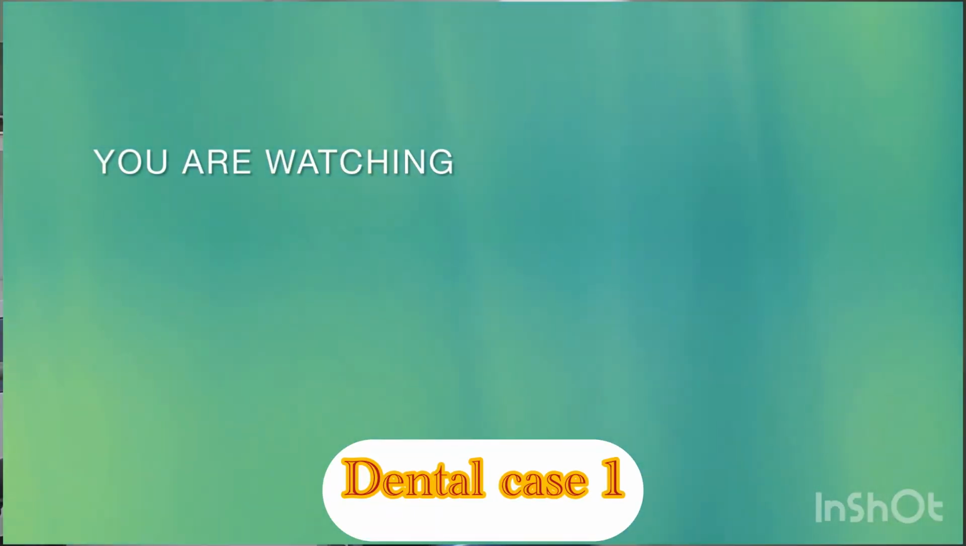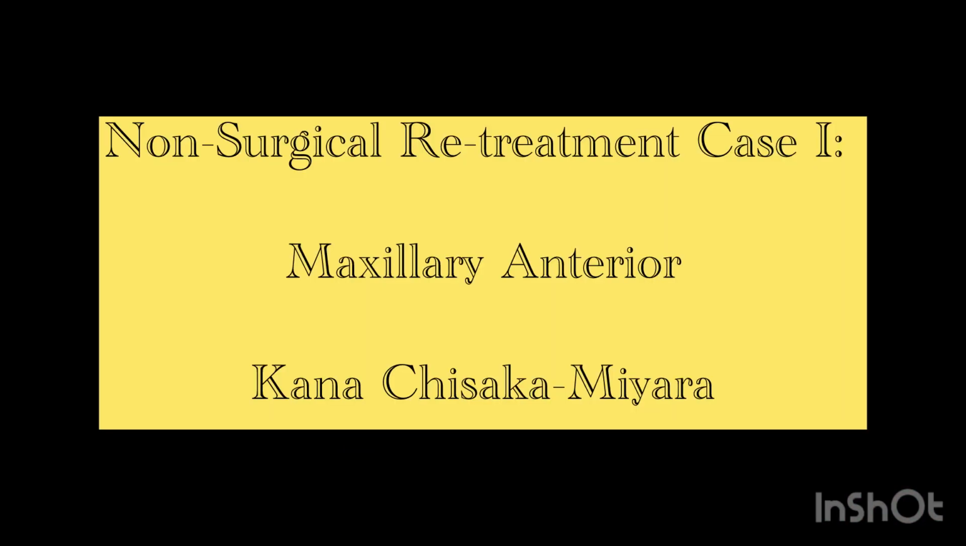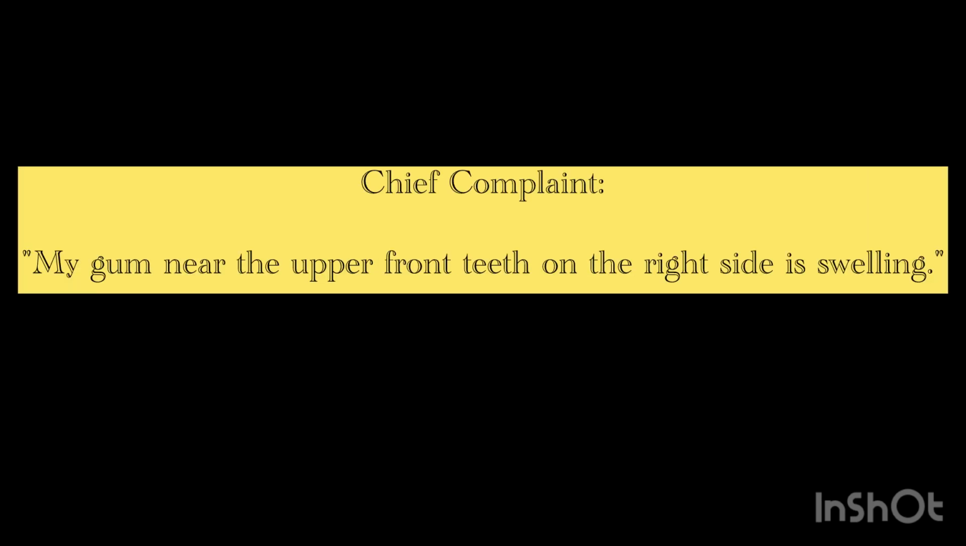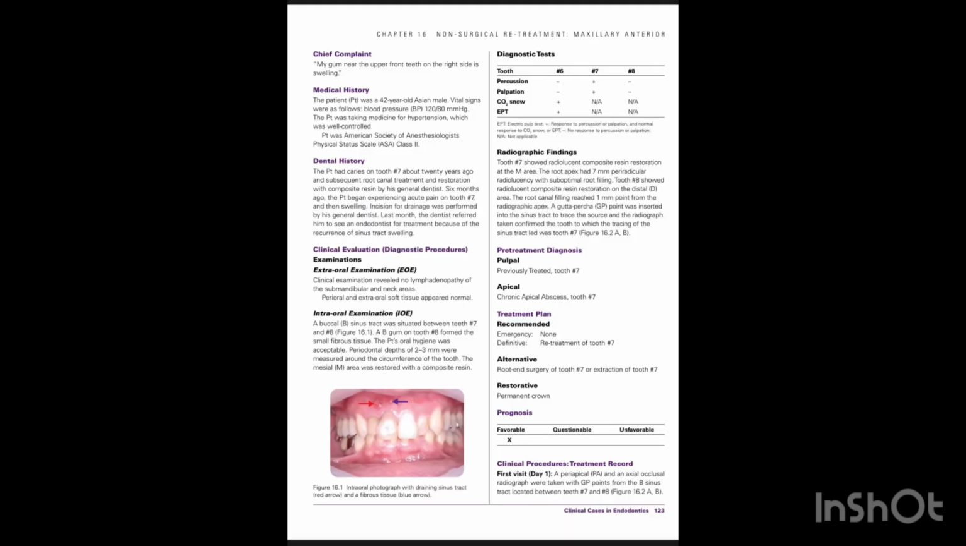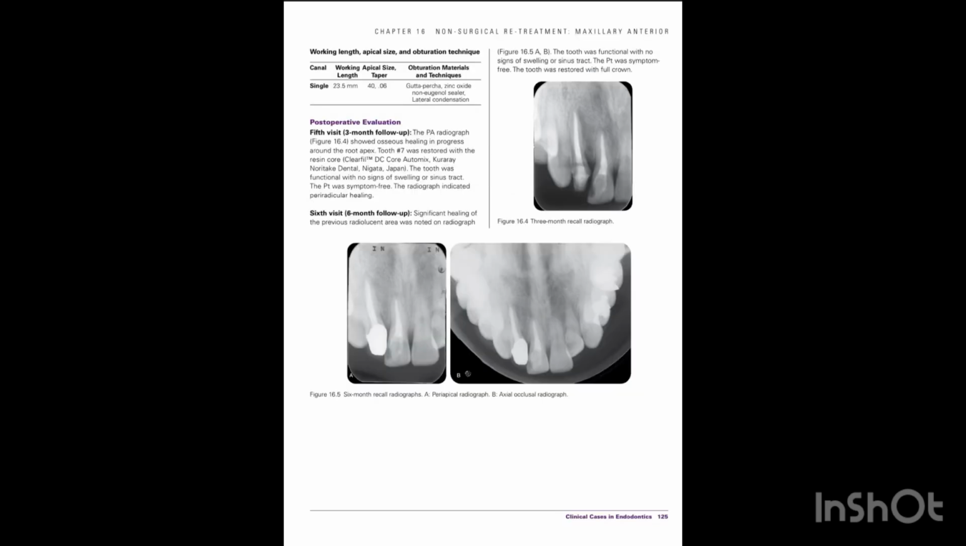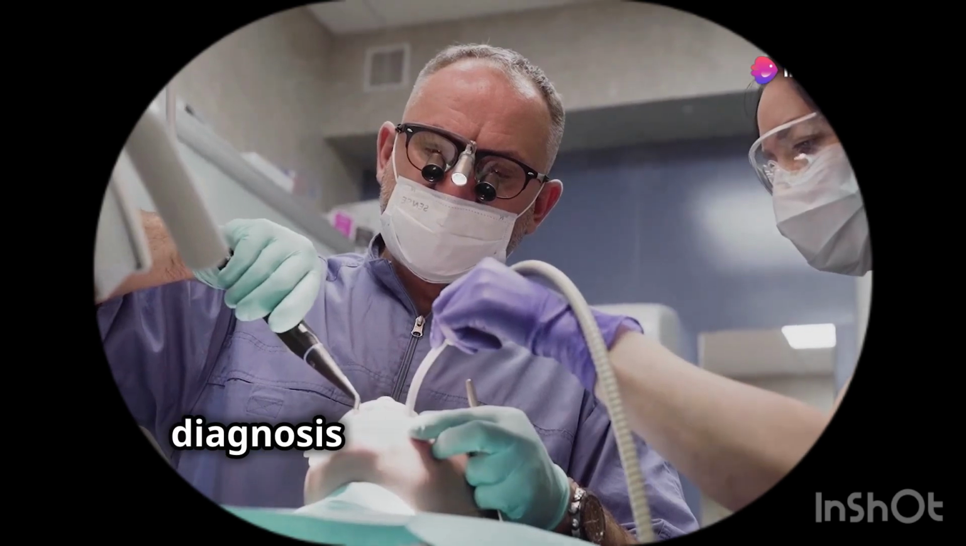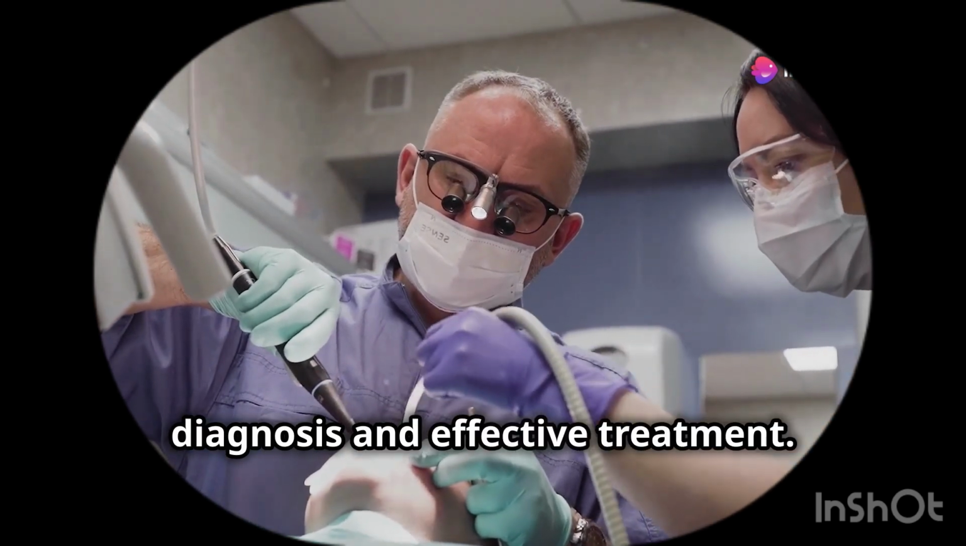All right, team, let's review the data for today's case. The patient has a 2 centimeter swelling in the gum near the upper right front teeth. We will discuss the clinical procedures necessary to address this, including diagnostic imaging and potential surgical intervention. These steps are crucial for accurate diagnosis and effective treatment.